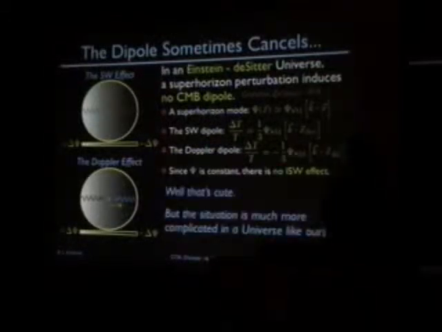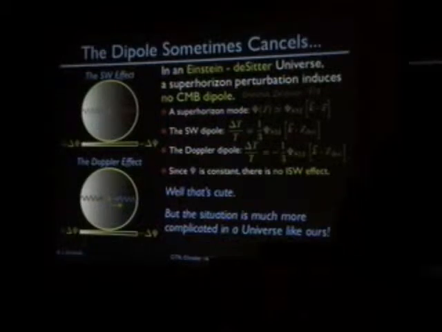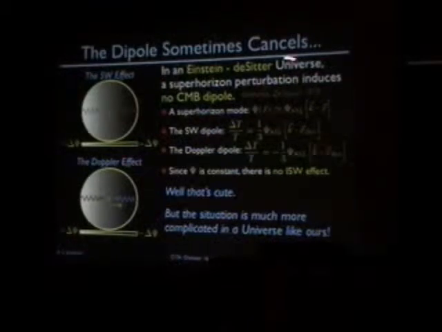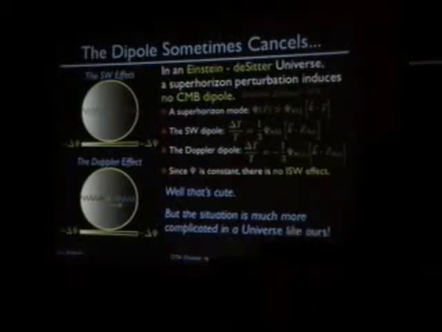Well, that's really nice, and it's very simple, but our situation in a lambda CDM universe with radiation is much more complicated. And even in the very early literature on this, it was said kind of cavalierly, well, surely this cancellation won't go through once we put in a cosmological constant. So we set out to test that idea.